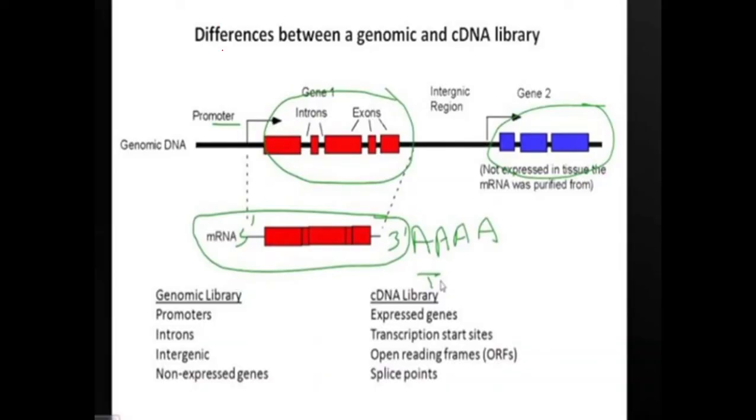Now this slide shows the difference between the genomic library and the cDNA library. You can see here a particular genomic DNA with two genes, gene 1 and gene 2. The black lines show the introns and the red color shows the exons. As we know, exons are the codon sequences which ultimately produce the protein, whereas introns are non-coding sequences. When you construct the genomic library, the whole genome is used. That's why a genomic library contains promoters, introns, intergenic regions and non-expressed genes also. But the complementary cDNA library is produced from the mRNA. That's why it contains only the expressed genes, transcription start sites and open reading frames.